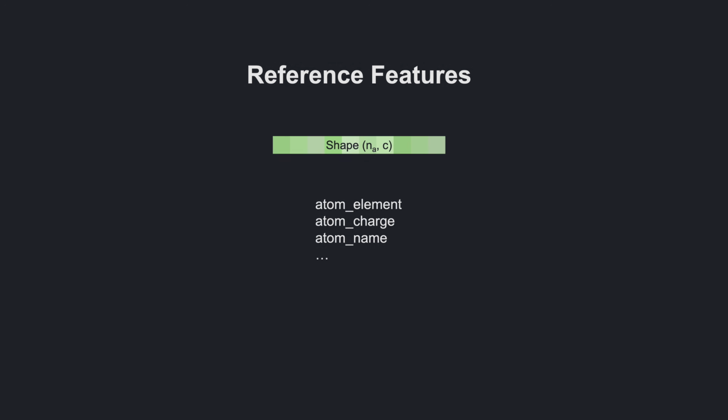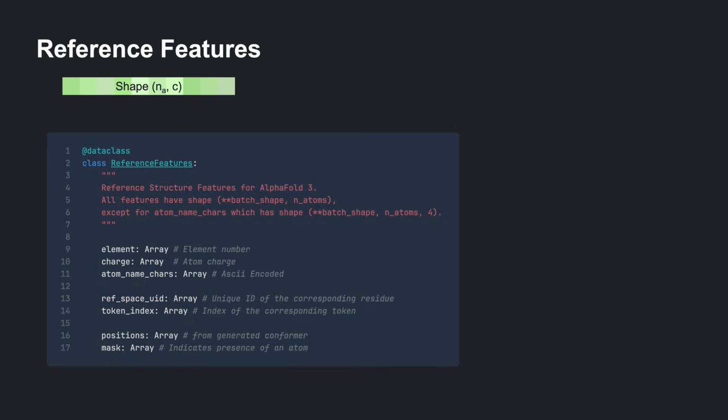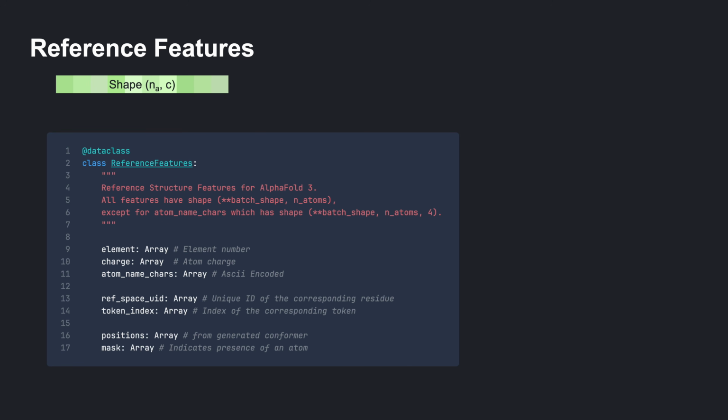These are per atom features, and most of them pretty much directly correspond to properties in the atom array. This here is the data type we'll be implementing for the reference features. Charge and element can be obtained from the atom array without any changes. The atom names are padded to length 4 with spaces, encoded using the ASCII numbers, and then reduced by 32. Because a space has the ASCII encoding 32, this way spaces are mapped to zeros.